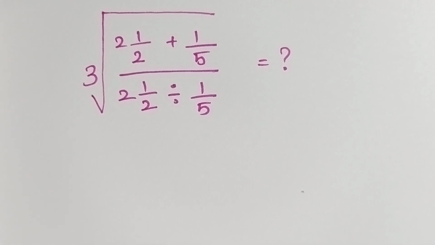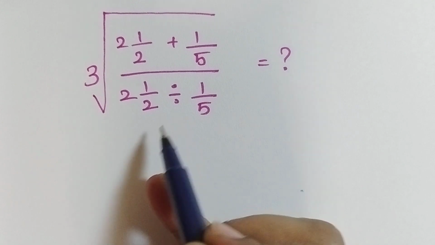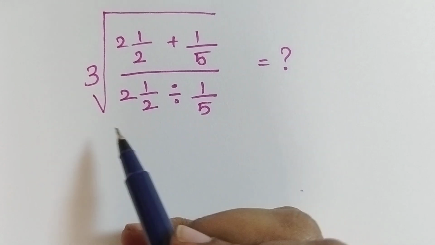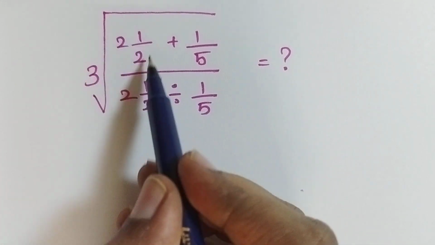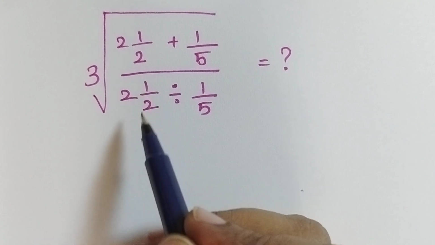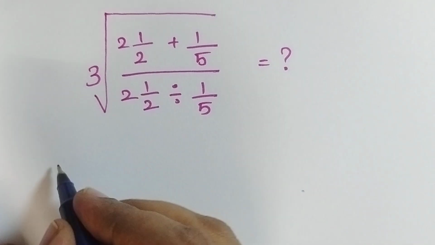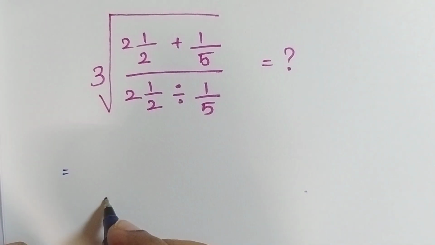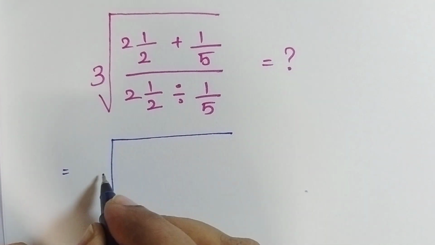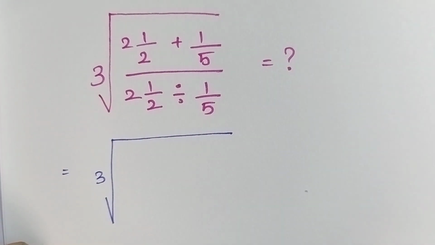In today's class, we are going to take the cube root of this improper function. First, we are going to make this improper function into a proper function. So for that, this can be written as, I'm going to write this cube root as it is.